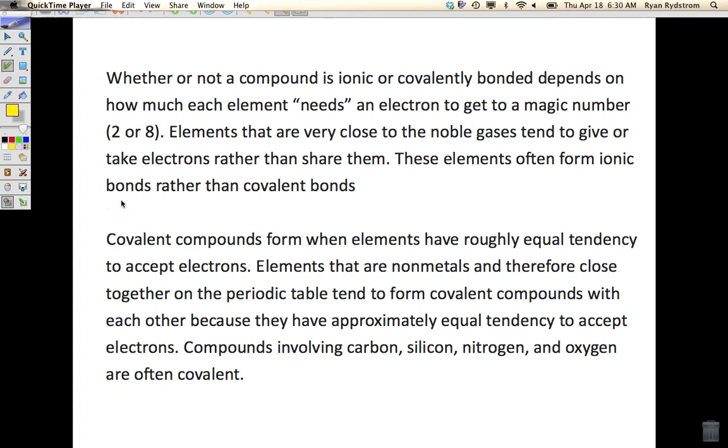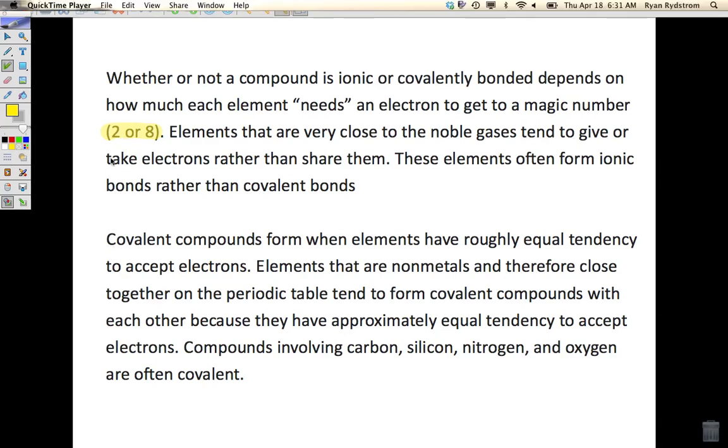Whether or not a compound is ionic or covalently bonded depends on how much each element needs an electron to get to the magic number of 2 or 8. I would highlight that because we need to get to 8, and covalent bonding has special rules to get to those 8. Elements that are very close to the noble gas tend to give or take electrons rather than share them. These elements often form ionic compounds rather than covalent compounds, meaning metals and nonmetals create ionic compounds. We should find that generalization. Metals and nonmetals create ionic compounds.